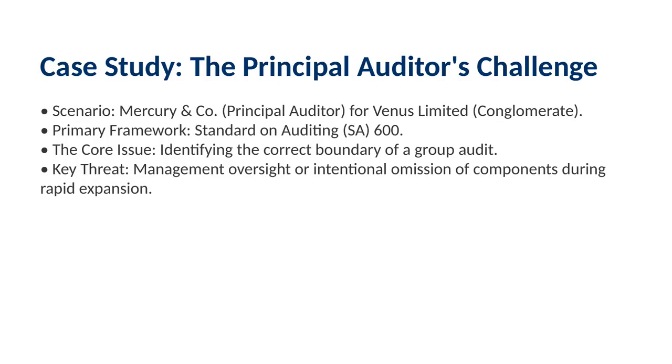All right, let's dive deep into this case study. Imagine you are the engagement partner at Mercury and Company, and you've been appointed as the principal auditor for Venus Limited, a massive, aggressive conglomerate. Now, the core of this problem isn't about the audit of a single company, but about the boundary of a group audit. In the planning phase, everything seemed fine. You had your list of subsidiaries and associates, and you were following Standard on Auditing 600 perfectly.